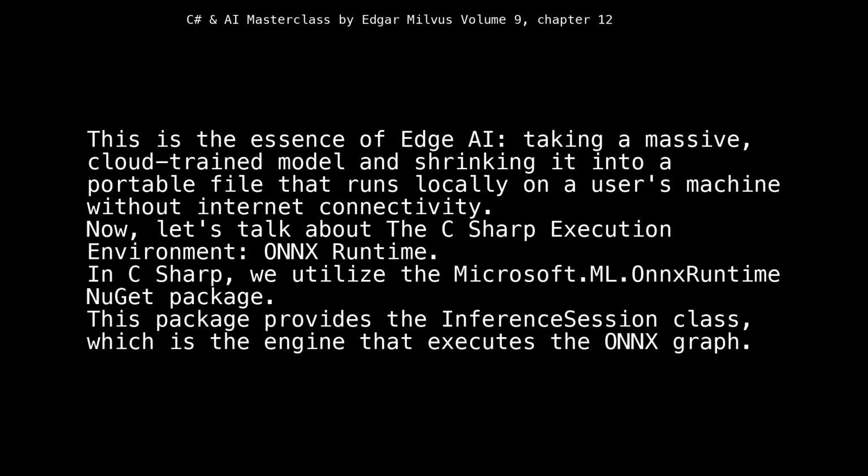Now, let's talk about the C# execution environment, ONNX Runtime. In C#, we utilize the Microsoft.ML.OnnxRuntime NuGet package. This package provides the InferenceSession class, which is the engine that executes the ONNX graph.